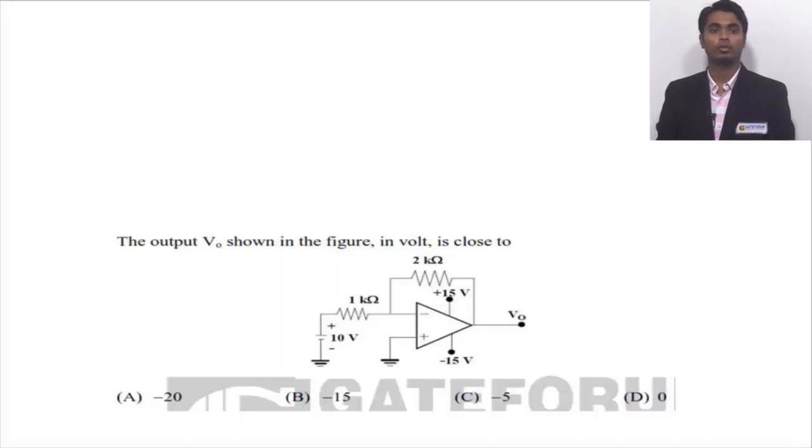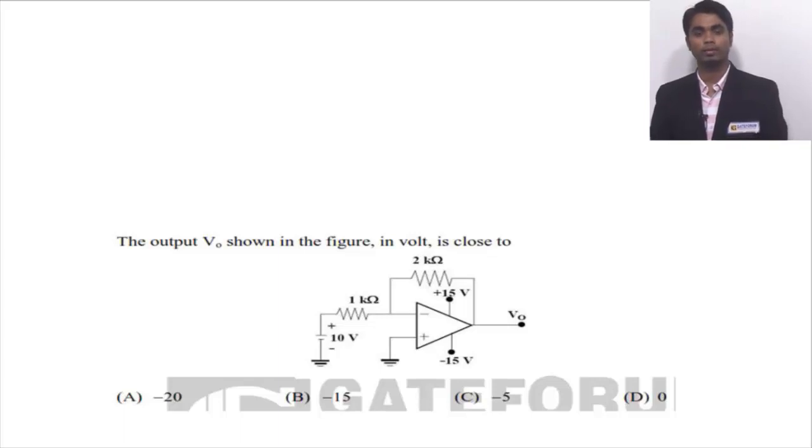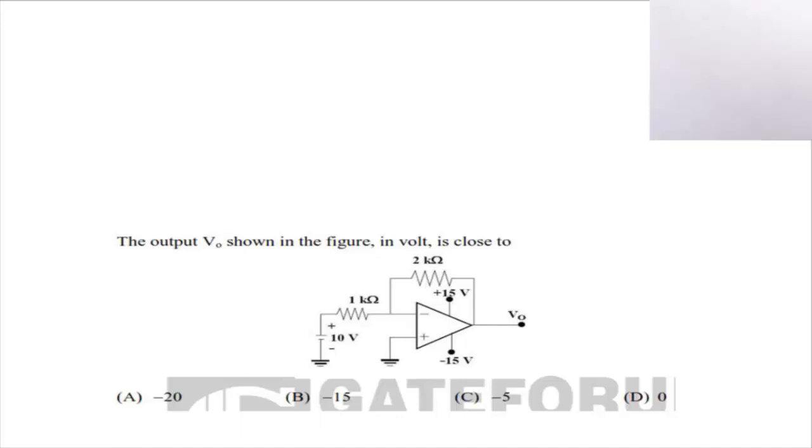The output V0 shown in the figure in volts is close to? This is the op amp given in the circuit, and the options are -20, -15, -5 and 0. First of all, we will draw the circuit here.